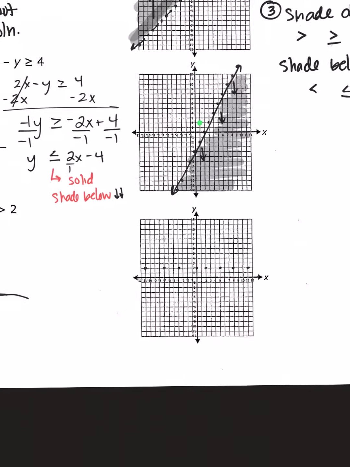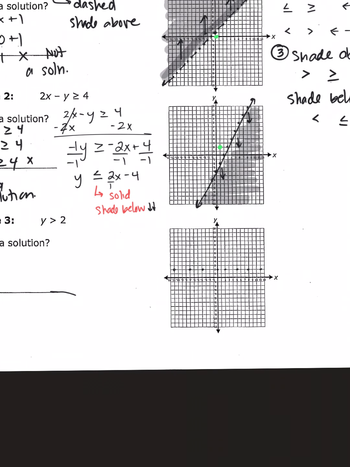And now I have to decide, is this a solid line or a dashed line? Well, in this case, because it's only greater than, not greater than or equal to, this is going to be a dashed line. And because it's greater than, we are going to shade above the line. So really, all this problem is saying is that the y values that are part of our solution have to be more than 2. They can't equal 2, they have to be more than that. So there's my dashed line. All of my y values that are greater than 2 exist up here, above my line.